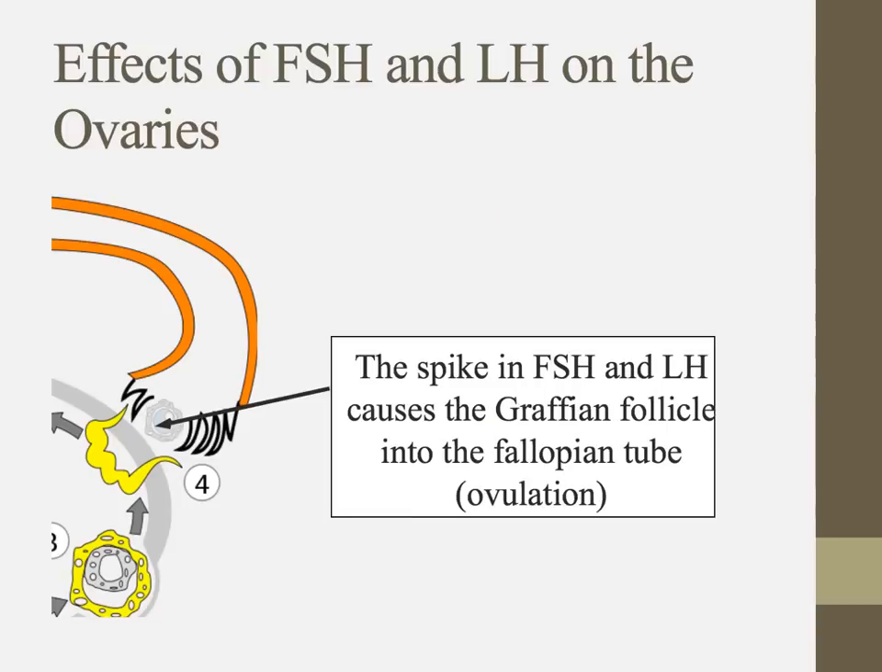This big spike in the levels of FSH and LH is going to cause the Graafian follicle to basically eject the egg into the fallopian tube. Notice that the Graafian follicle itself stays behind. It doesn't get to leave the ovary, but it takes this egg and ejects it into the fallopian tube. And this is what we call ovulation.